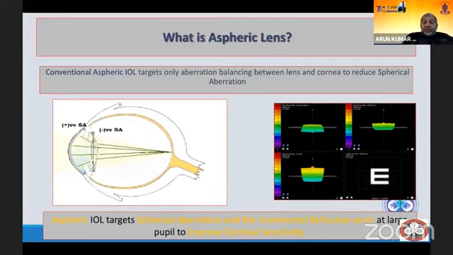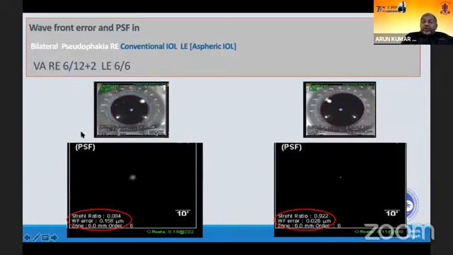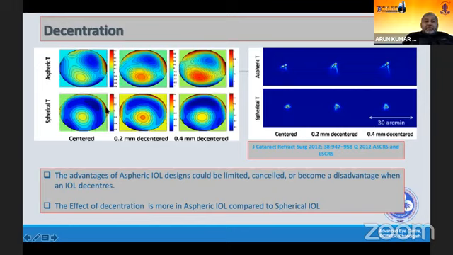This is one example of the two eyes of a person: one eye has a normal lens, the other eye has an aspheric lens, and you can see the quality and point spread function is much better in the aspheric lens. But one of the disadvantages of aspheric lenses is that once there is decentration of these lenses, it leads to more induction of coma aberration in these eyes. The effect of decentration is more in an aspheric IOL as compared to a spherical IOL.